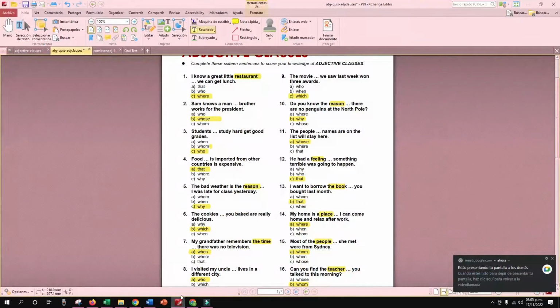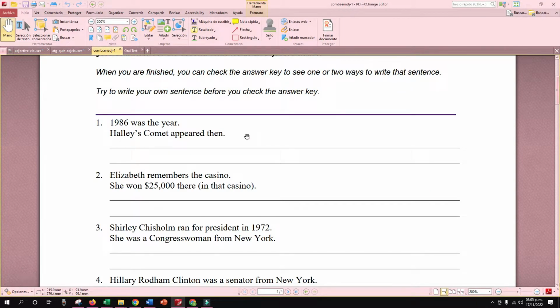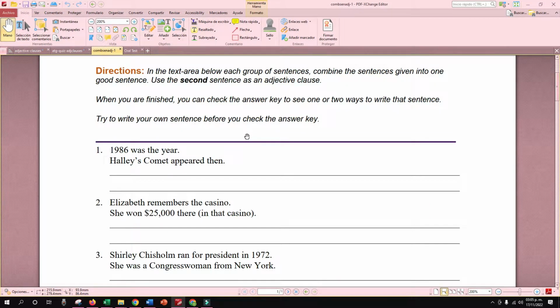We're going to do another exercise, but this is a little bit difficult because you need to combine the sentences. It says, in the text area below each group of sentences, combine the sentences given into one good sentence. Use the second sentence as an adjective clause. When you're finished, you can check the answer kit. But in this case, we're going to check them together to see 1 or 2 ways to write that sentence. Try to write your own sentence before you check the answers, right?